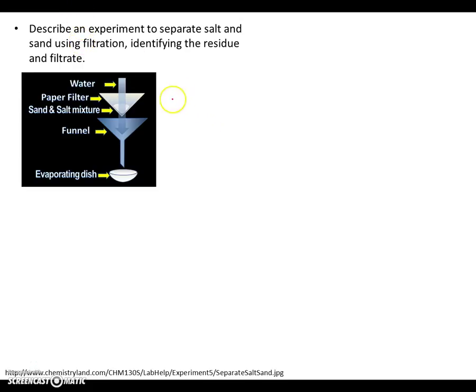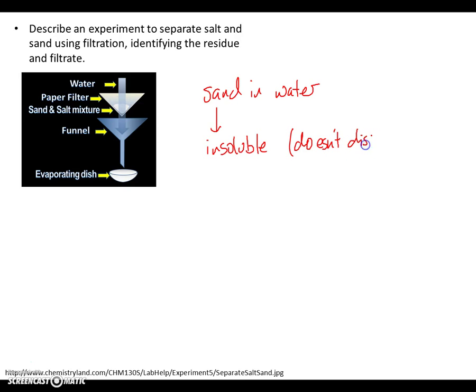Filtration is one of the easiest ways. So if you've got a solid dispersed in a liquid, so sand in water for example, then the sand is insoluble, so it doesn't dissolve, and that can be easily removed from the water by passing it through a filter paper.